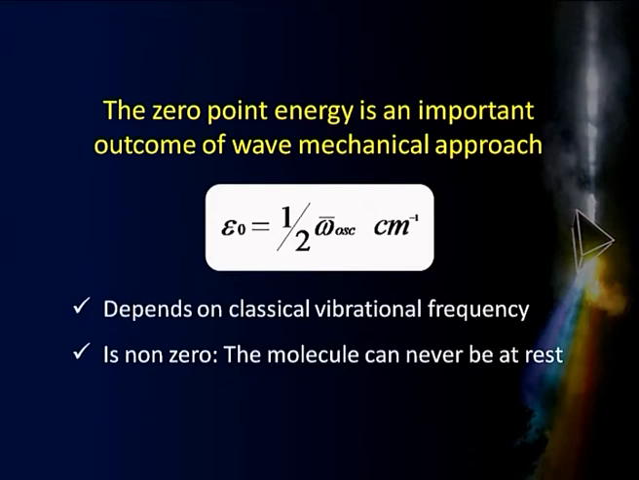You remember that in case of rotational spectroscopy, when we talked about the energy expression, we found that when J is equal to 0, E is equal to 0. That means a molecule may not rotate at all. That means J can be 0 there, but for V is equal to 0, we find that energy happens to be non-zero. This is a very significant contribution which comes from the wave mechanical approach to molecular vibration.